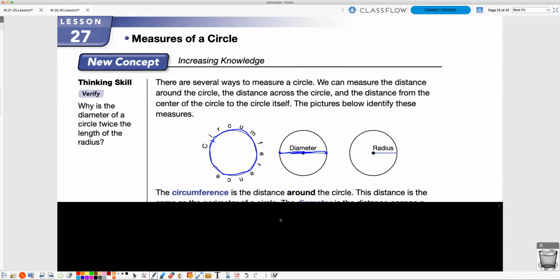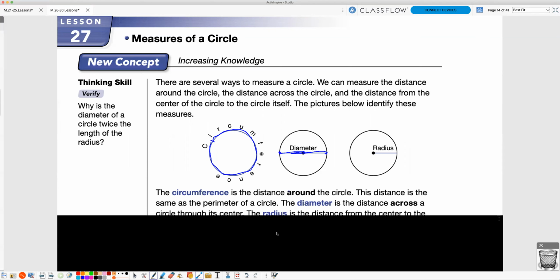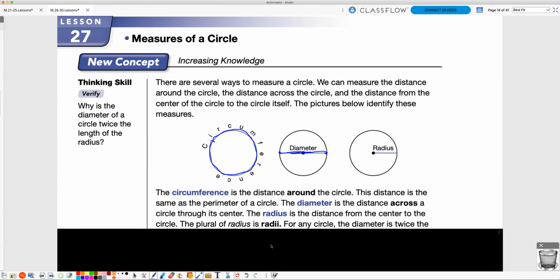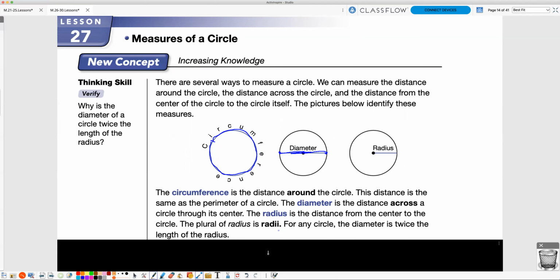The circumference is the distance around the circle. The distance is the same as the perimeter of a circle. The diameter is the distance across a circle through its center, and the radius is the distance from the center to the circle itself. The plural of radius is radii. For any circle, the diameter is twice the length of the radius.